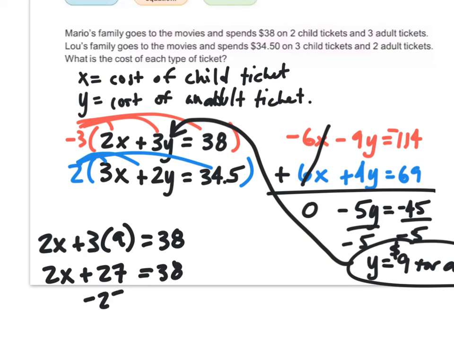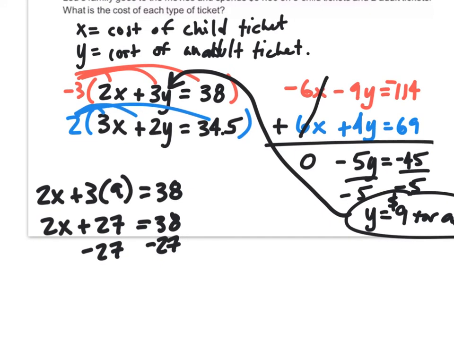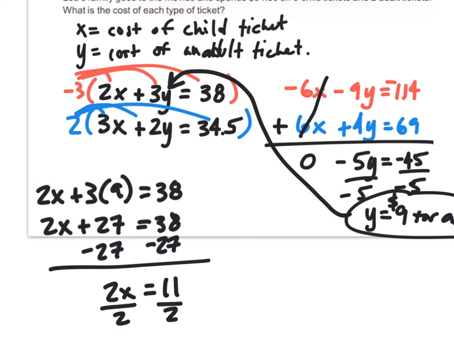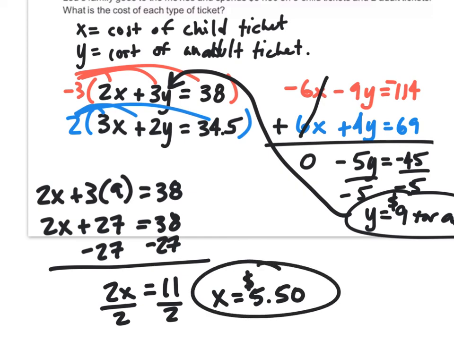All right, I'm going to subtract 27 from both sides, and this is going to give me 2x is equal to, oh gosh, what is that? Is that 11? That's 11. Nice. Now I'm going to divide by 2 and divide by 2. So x is going to be 5.5. So a child ticket is $5.50, and an adult ticket is $9.